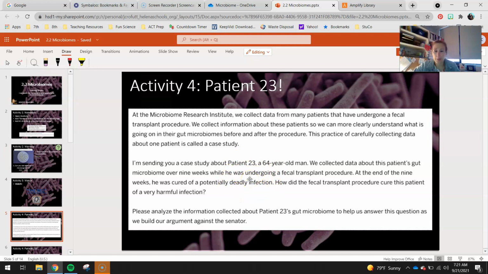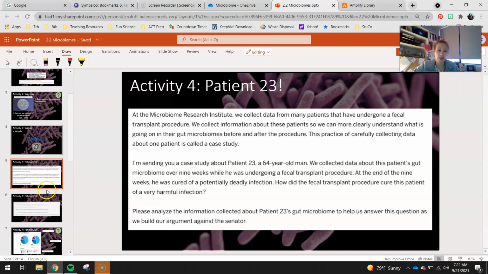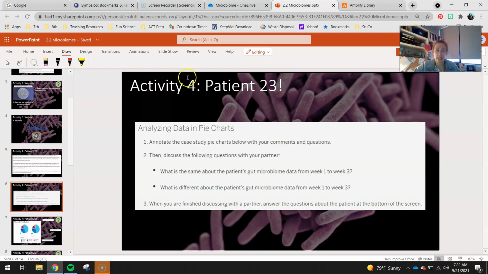How did the fecal transplant procedure cure this patient of a very harmful infection? Please analyze the information collected about patient 23's gut microbiome to help us answer this question as we build our argument against the senator. You saw what the senator had to say in the video you just watched. Okay, moving on, here's what we're going to be doing with the pie charts. For our data for patient 23, we're going to be looking at some pie charts. We're going to annotate the case study pie charts below with your comments and questions, then discuss the following questions. You don't have to discuss your questions with your partners, since you are working from home.